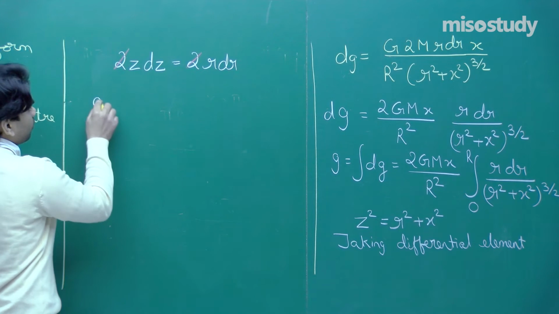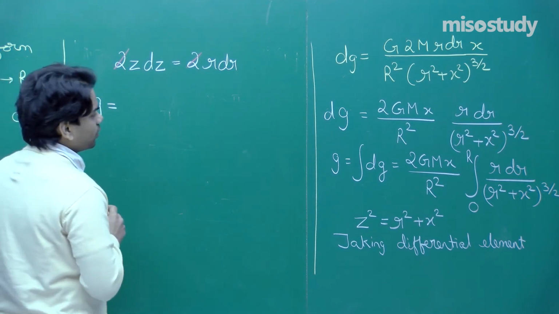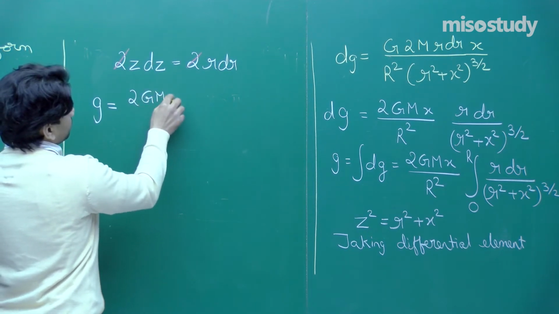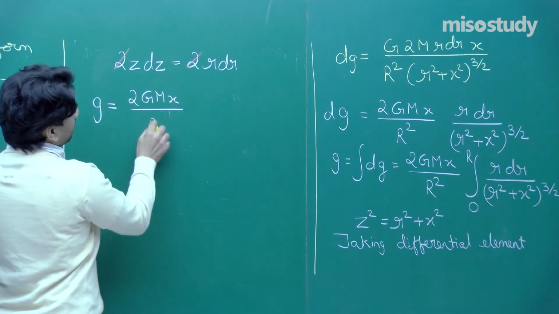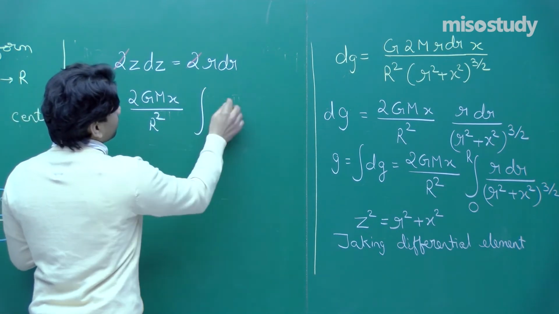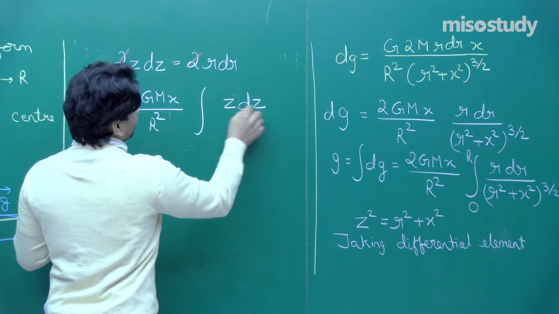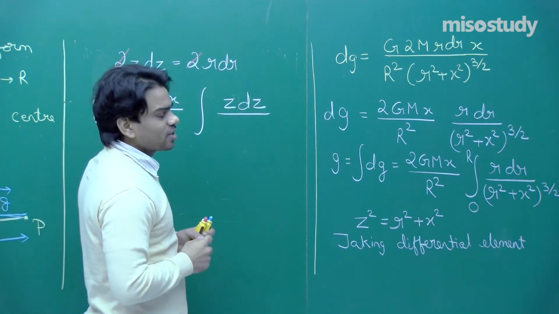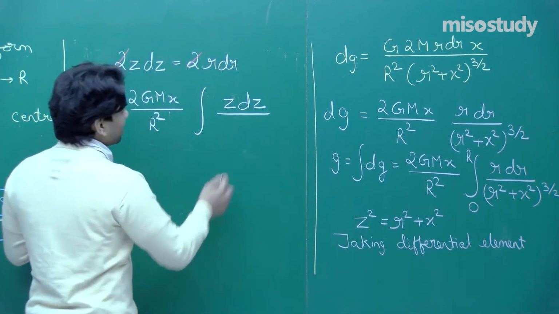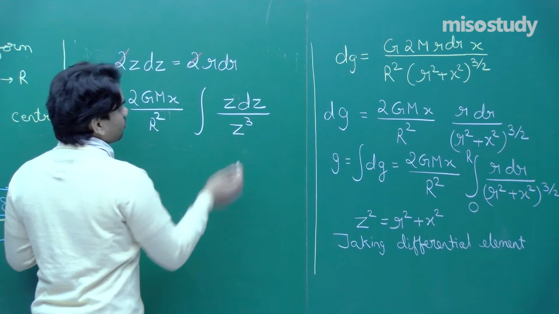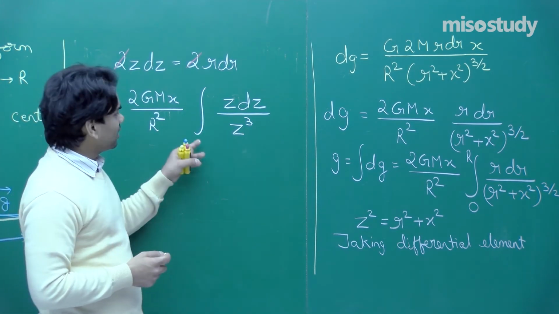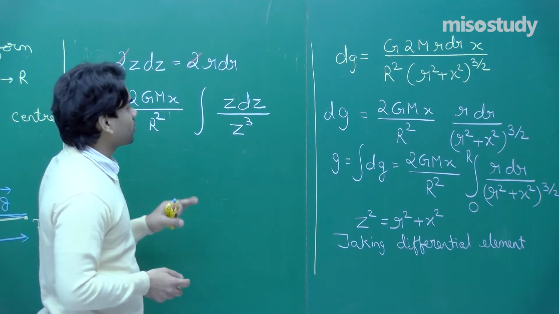So finally the value of g comes out to be 2gmx divided by capital R whole square, and integrate z dz divided by r square plus x square power 3 by 2. R square plus x square is z square, power 3 by 2 will give z cube. This is what you are going to obtain. I am not substituting the limits because we have to integrate and we don't know the value of z yet. Okay, so I am not substituting the limits here.